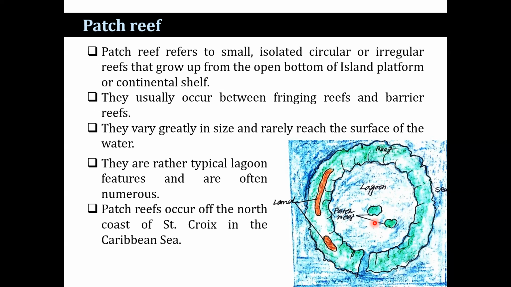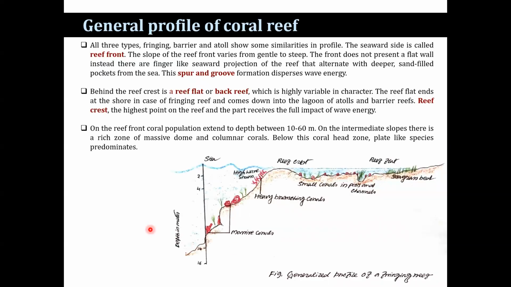The differences in the forms of the reefs reflect the differences in their modes of origin, particularly the nature of the substratum. Now, what is the general profile of coral reefs? All three types, the fringing reef, barrier reef and atoll, show more similarities in profile.